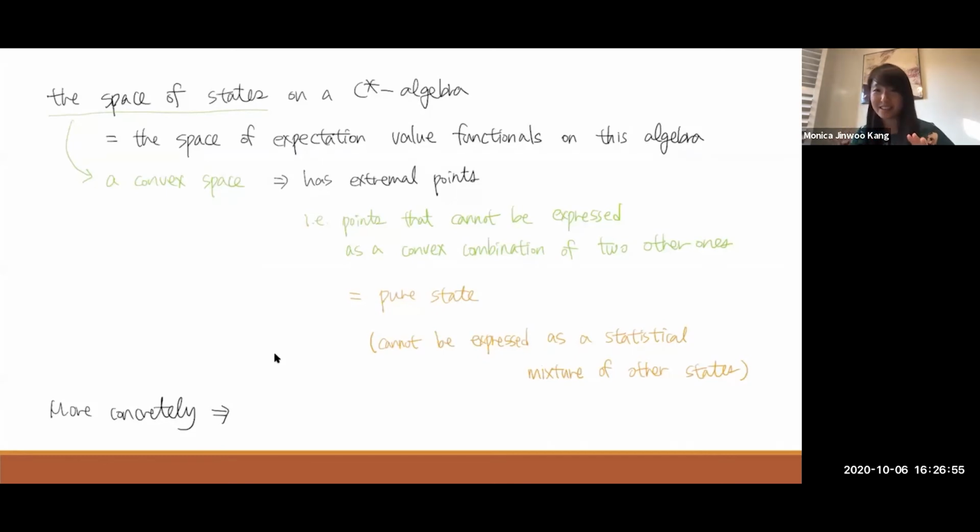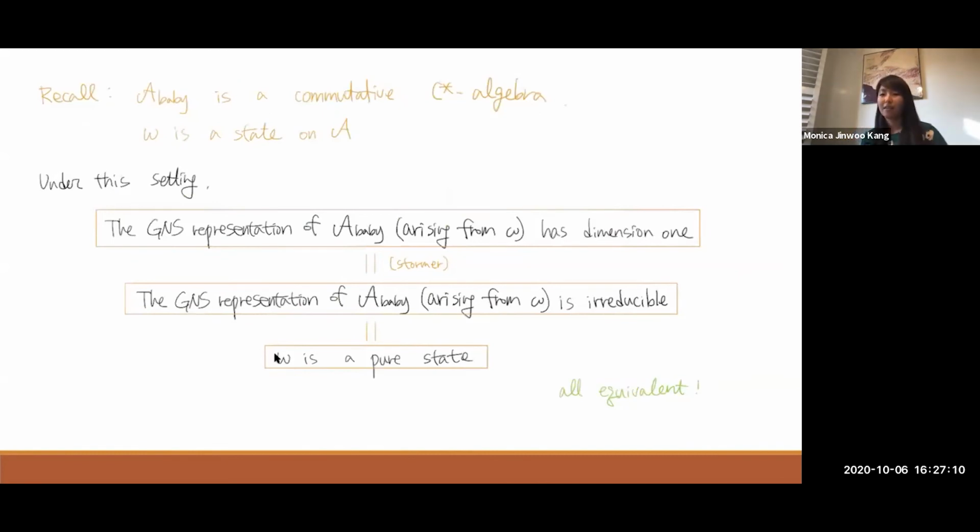This is exactly the same as saying pure state in an abstract sense, which just means that it cannot be expressed as a statistical mixture of other states. So putting these concretely together as a purity condition, what I can determine as an equivalent statement is that if the Hilbert space of the baby universe is one-dimensional, in GNS language, that means the GNS representation of this baby universe algebra arising from the KMS state has dimension 1. That's identical to the fact that it's irreducible, and that's exactly the same thing as saying the KMS state is a pure state.